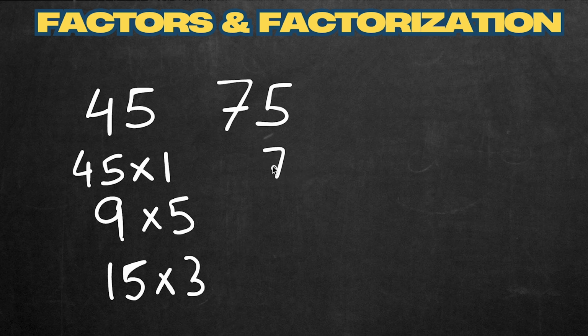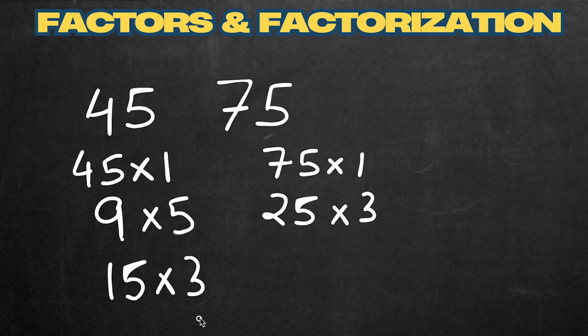And again, for 75, we know 75 times 1. We don't take it into consideration, but let's just write it for the sake of it. Now, what else can be the factor? I think one factor can be 25 times 3, right? And 5 times 15 can also be a factor. What else do you think can be a factor for this? I think that's about it. So now let's see what are the common factors.